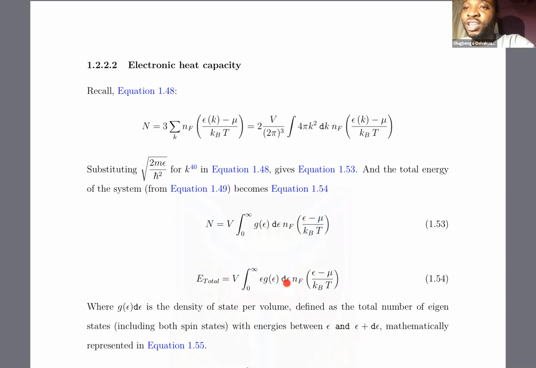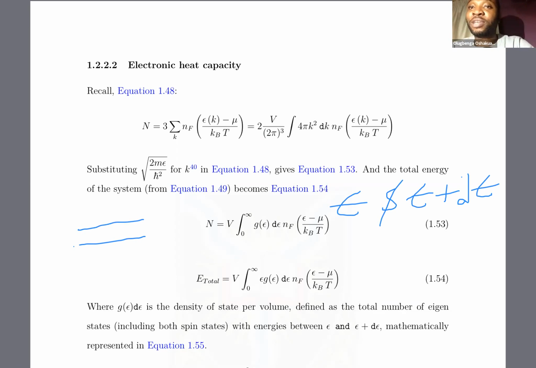G of epsilon d epsilon is the density of states per volume, and is defined as the total number of eigenstates with energies between epsilon and epsilon plus d epsilon. So there is an energy level called epsilon, and when you move ahead, you have epsilon plus d epsilon. So it is the number of states with energies between epsilon and epsilon plus d epsilon.